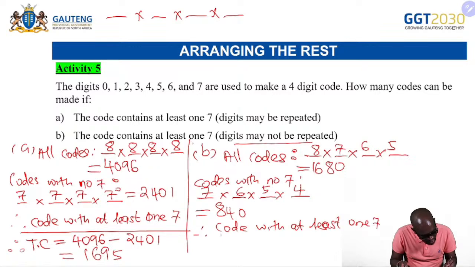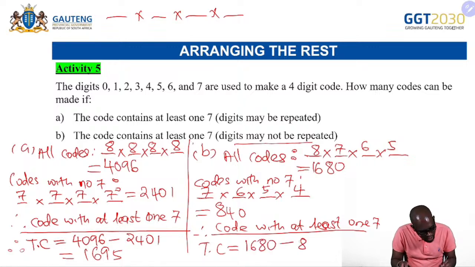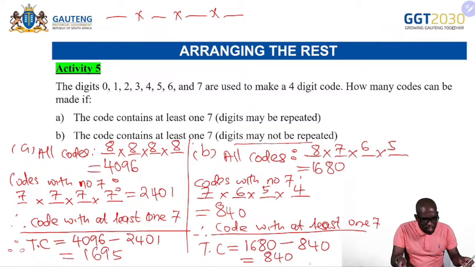Therefore, if we want to work out the codes with at least one 7, the total would be the total number of codes take away the codes that contain no 7 at all. So we would have 840 remaining codes. So that is how you're going to work with those particular codes. So that is how you arrange the rest.